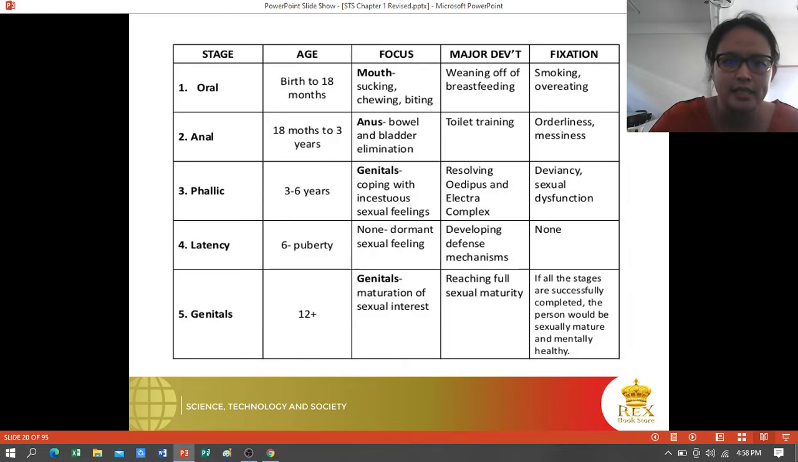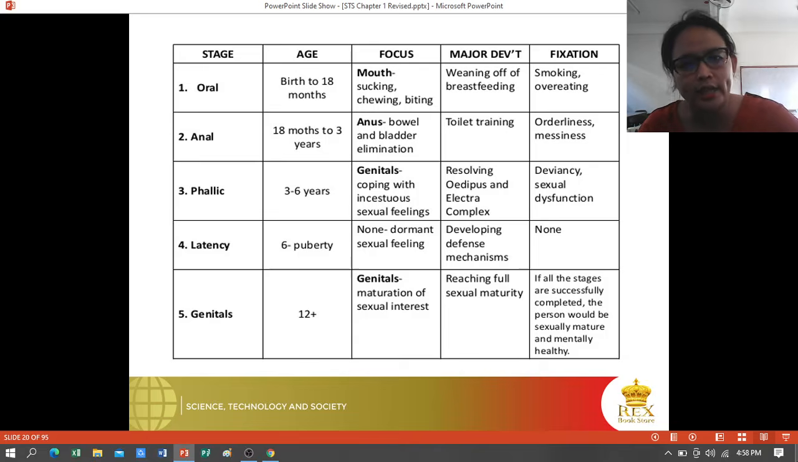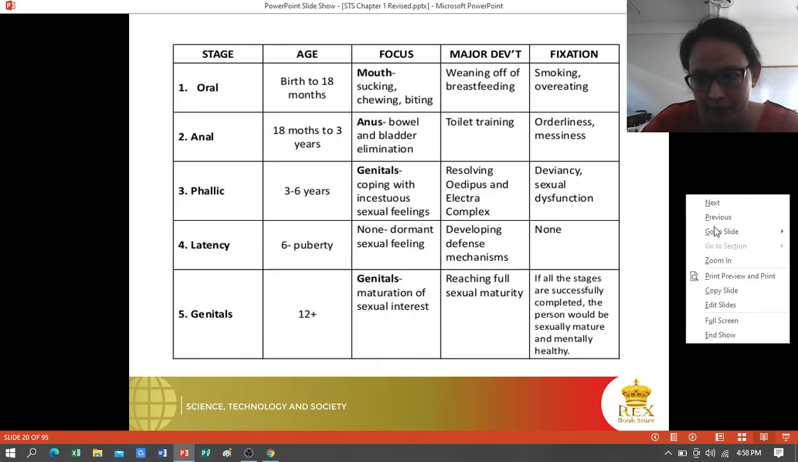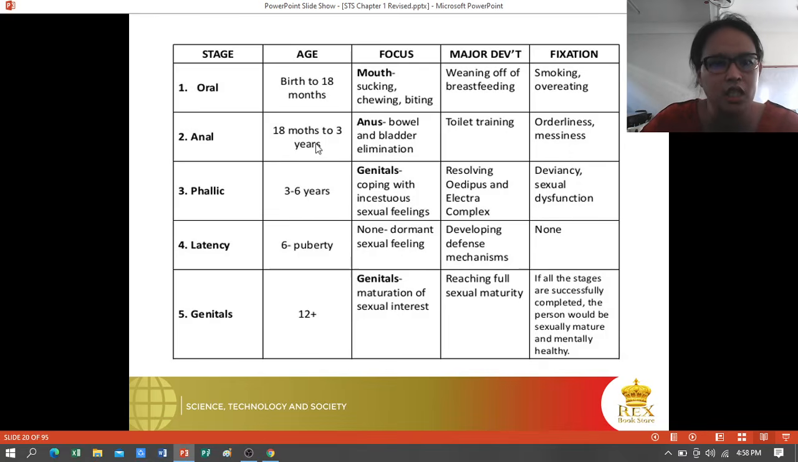So, according to Sigmund Freud, it is natural. These infantile stages are natural. So, in the oral stage, from birth to 18 months, we are mouth sucking, chewing, and biting. Okay? So, the major development there is weaning off. Weaning off means breastfeeding or bottle feeding is okay.